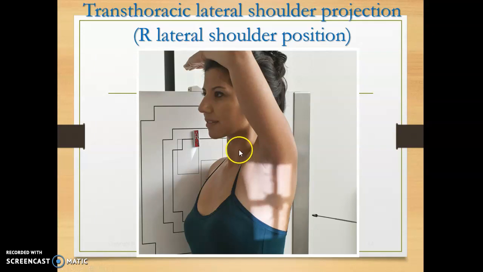Transthoracic lateral, what does this mean? It means your beam is going through the thorax to get to the shoulder. Why would we ever do this? If this shoulder was broken and they couldn't move it, I would use this option.